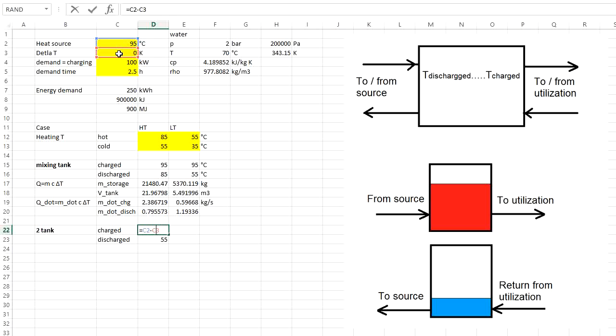So let's reference what stays the same and extend this also to the low temperature case. So also in the low temperature case, the charged would be 95 and discharged would be 0 degrees, with temperature difference at 35. Now what is the mass of the fluid in the tank, or actually in both tanks, either one tank or second tank, or part and part?